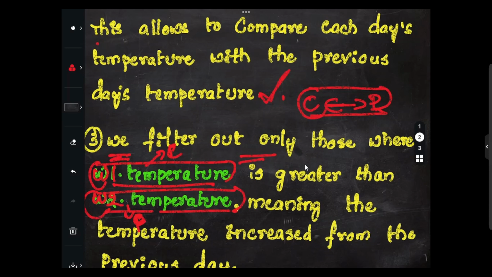So we will filter out only those where w1.temperature is greater than w2.temperature, meaning that temperature increased from the previous day. That's what they have asked in the question, right? I hope this is clear.